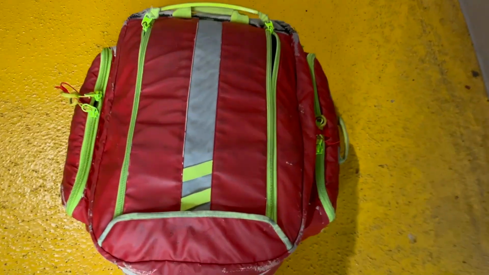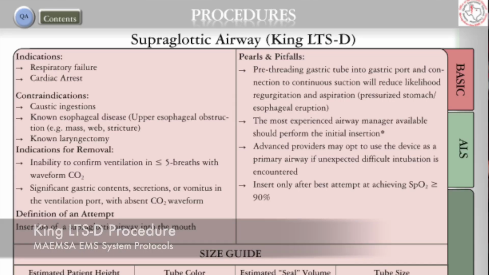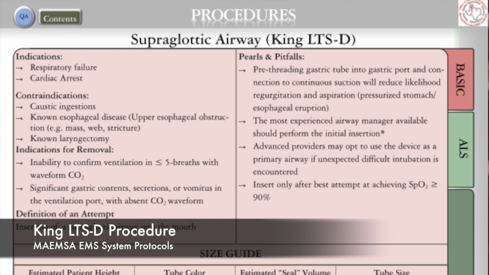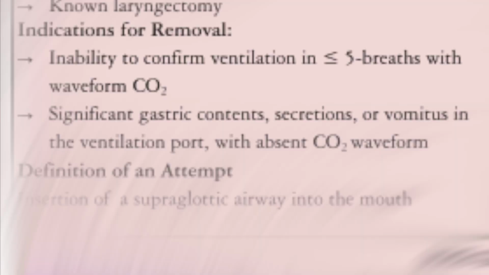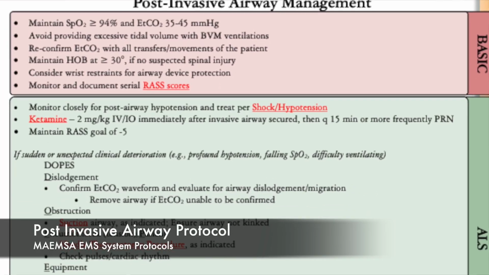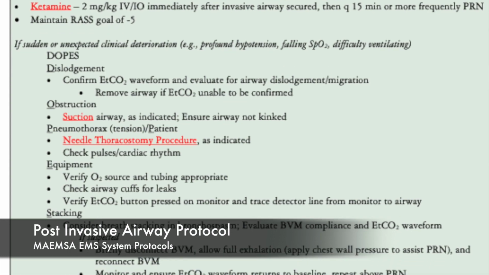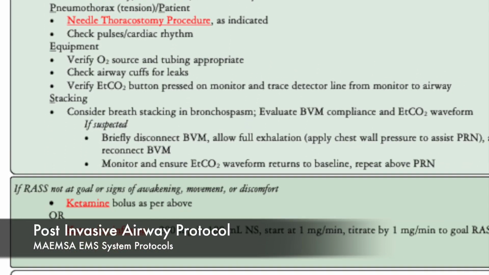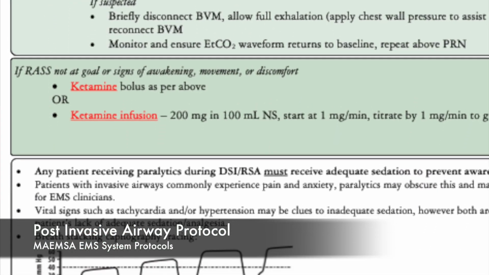You'll then place the supraglottic as usual, and this is described in the supraglottic insertion procedure. Be sure to confirm placement with waveform end-tidal CO2 of at least 5 millimeters of mercury for at least 5 breaths. Nothing has changed about that. Once the tube is in place, refer to the post-invasive airway management protocol for ongoing sedation and analgesia. That's it. That's the protocol.